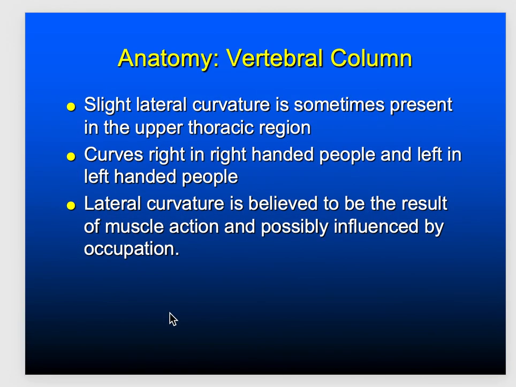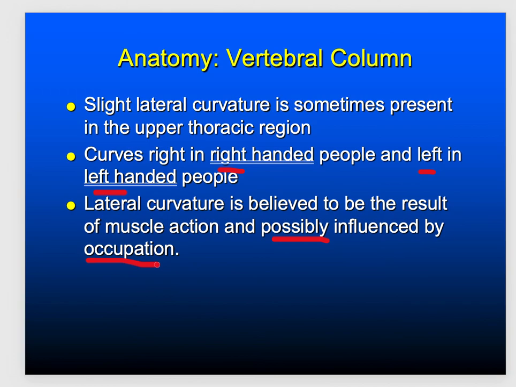Okay? So slight lateral curvature sometimes presents in the upper thoracic region. It curves to the right in right-handed people, and it also curves to the left in left-handed people. A lot of times that curve is going to depend on if you're right-hand dominant or left-hand dominant. Lateral curvature is believed to be the result of muscle action and possibly influenced by occupation.